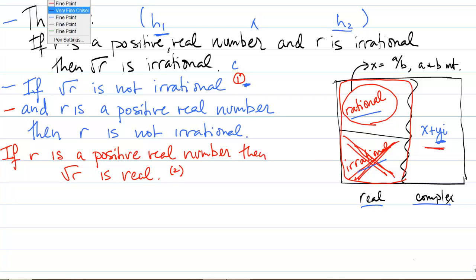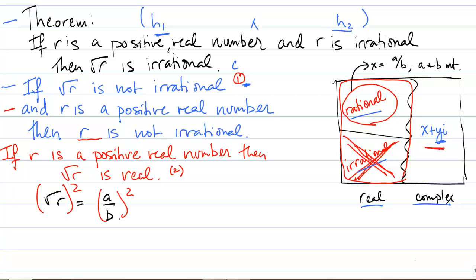This allows us to express the square root of r as the ratio of two integers, a over b. Since we want to make a statement about r, because we have to show that r is not irrational, the logical next step is to square both sides of this equation. The left-hand side becomes r, and the right-hand side becomes a squared over b squared. Since a and b are both integers, a squared and b squared are also both integers, and we've managed to express r as a ratio of two integers. So we conclude that r is rational, and therefore we can conclude that r is not irrational.